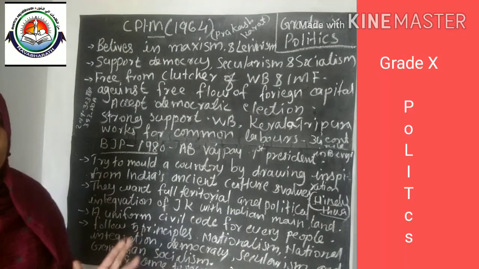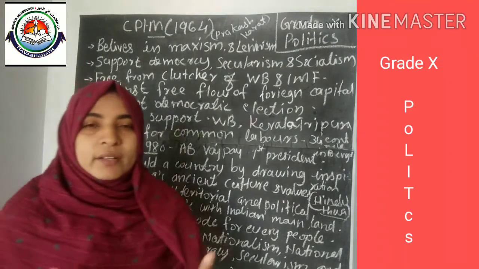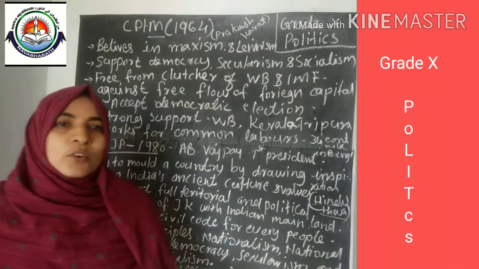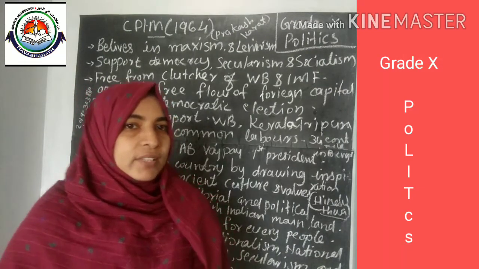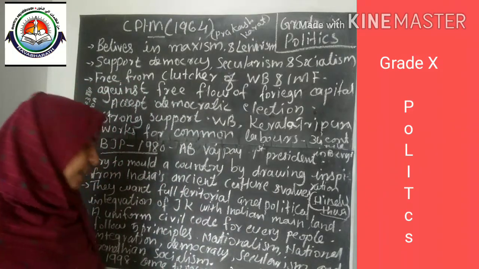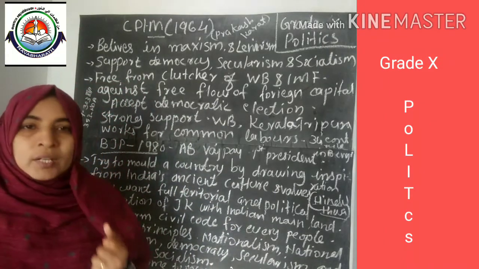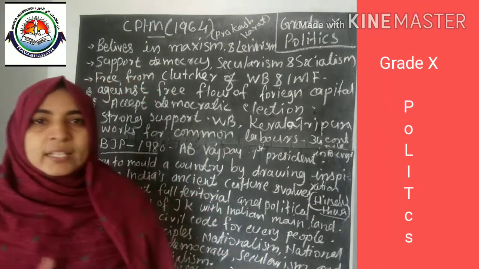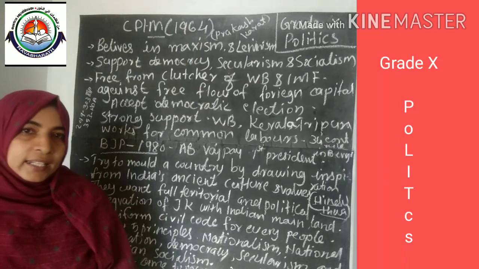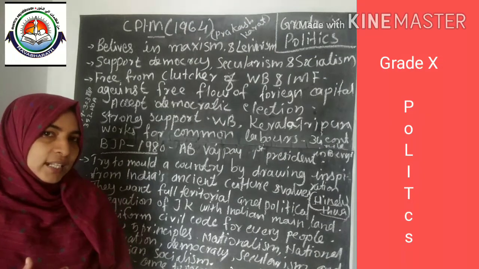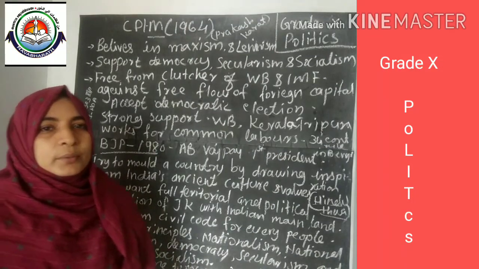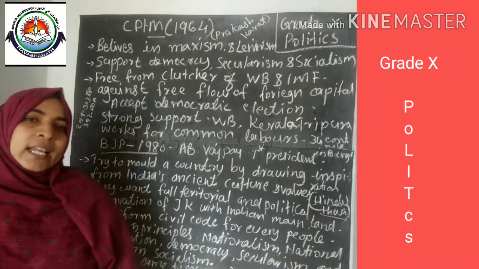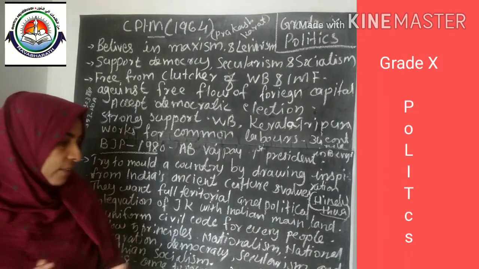In 1998, they came to power and formed a central government in India. They got a chance to form a government at the central level in 1998. In 2004, they lost that power. Again in 2014, they got a chance to form the central government. Now, from 2019 onwards, who is governing our country? BJP is governing our country.